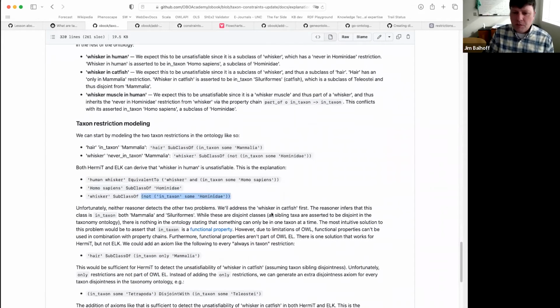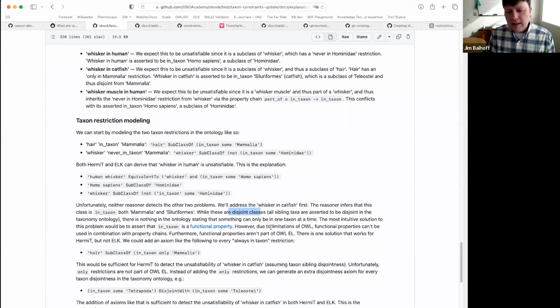And so if we just focus on one first, whisker and catfish, the reasoner infers that it's in taxon both Mammalia and Siluriformes, but it doesn't think that's a problem. So both reasoners can figure that out. And so it's not a problem because Mammalia and Siluriformes are disjoint classes, but there isn't anything in the ontology saying that you can only be in one taxon at a time.